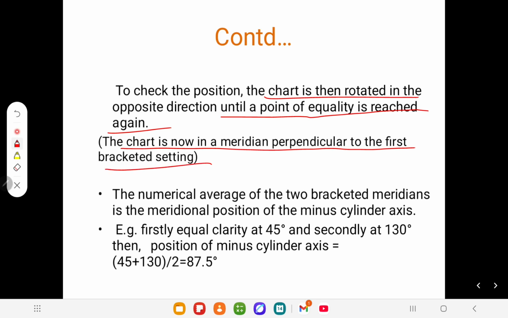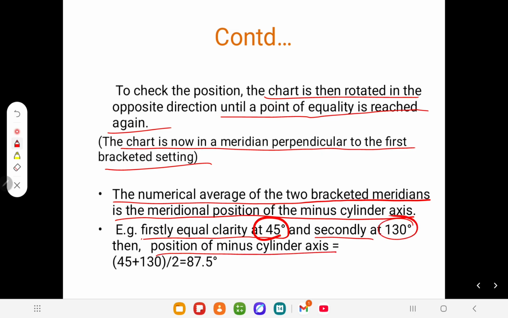So we just do the correction test. The numerical average of the two bracketed meridians is the meridional position of the minus cylinder. First, equal clarity at 45 degrees, for example. The second equal clarity is at 135 degrees. Then the position of the minus cylinder axis is 45 plus 135 divided by 2. That's how we understand the concept. See, it's very easy.